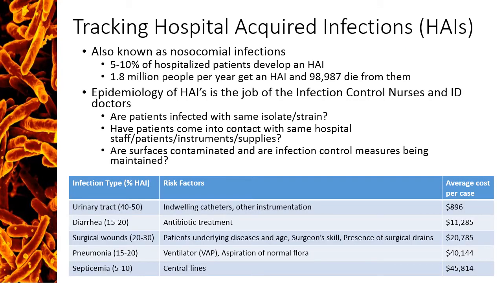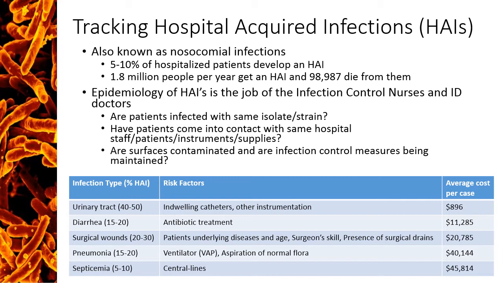So hospital-acquired infections, which are also known as nosocomial infections, are a big deal, and this is why healthcare facilities pay attention to them and track them. 5 to 10% of hospitalized patients develop an HAI every year. That means up to 10% of the people that go to the hospital for some other reason pick up an infection while they're there in the healthcare facility. It's about 1.8 million people every year who are getting these HAIs, and almost 100,000 die from them. That's a number we really need to bring down, and it's why people track and pay attention to these HAIs.